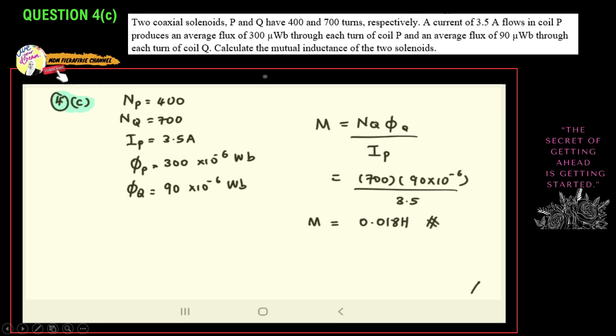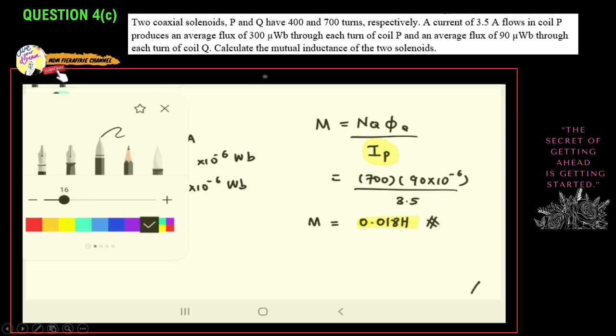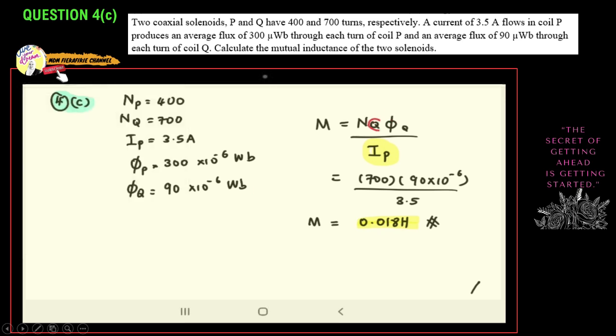Okay, so yang ni kena tengok betul-betul current pada siapa. Kalau current dekat P, maknanya yang atasnya adalah the number of turns for Q dan average flux for Q juga. Kalau you masukkan ini P juga, salah lah, dia akan jadi salah. Okay, so finish question number 4.